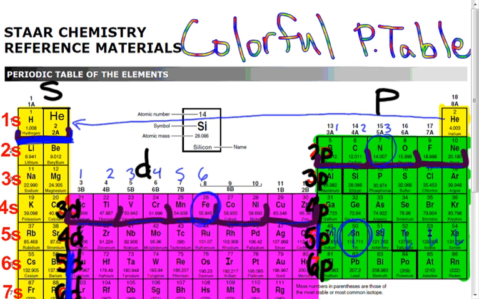The atomic number is 7. What does that tell us? If it's neutral, there's 7 protons, and if it's neutral, there's also 7 electrons, which is what we're dealing with right now: electrons. So there's going to be 7 electrons that we have to draw on the paper.